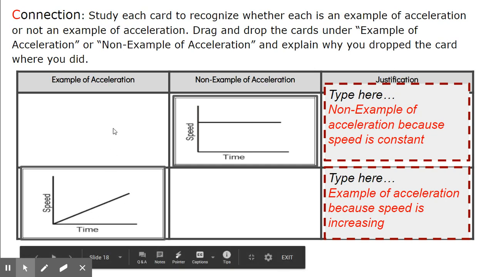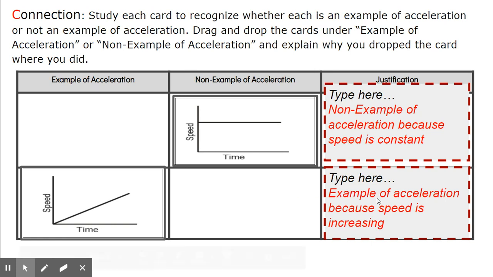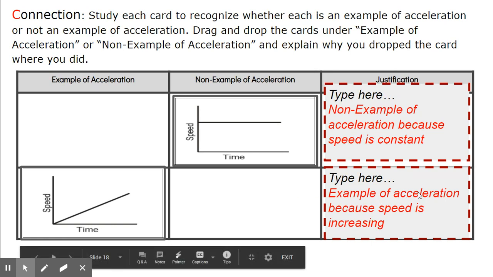This card is an example of acceleration because we know if speed is going up here on our y and on our x, time is increasing. Okay, what we have here on our line graph, we can see increasing speed. So this is an example of acceleration because speed is increasing.